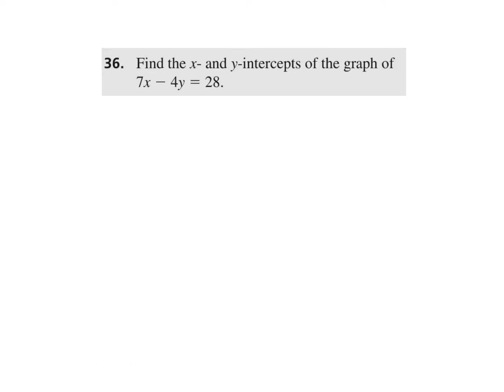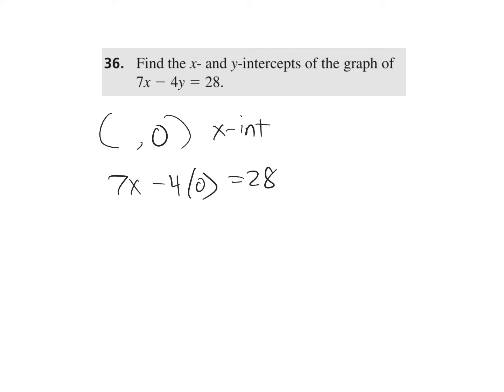All right, last question. Find the x and y intercepts. So this is a skill to have. So to be able to find the x and y intercepts, we need to understand what that is asking. So when you're looking for the x-intercept, that is when y is 0. You plug 0 in for y and see what you get. 7x minus 4 times 0 is equal to 28. Well, 4 times 0 is 0, so we have 7x equals 28. Divide off the 7, and x equals 4. So the x-intercept is at 4, 0.